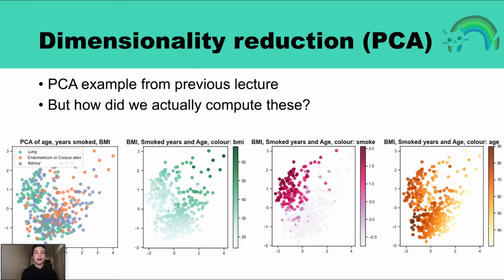So just a reminder of the data set that we're using. So we've only got 3 features, which is our BMI, the years smoked, and the age of the patient. And we're trying to transform these down to just 2 dimensions. So it's a pretty simple example.